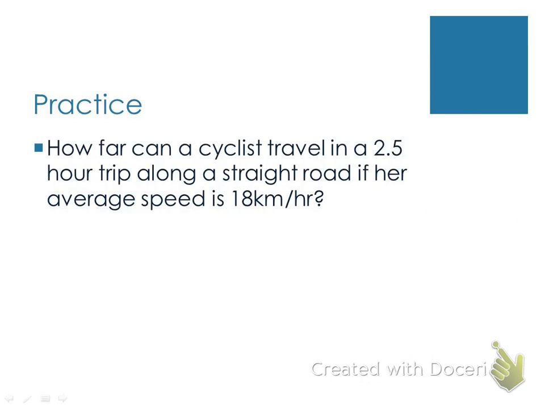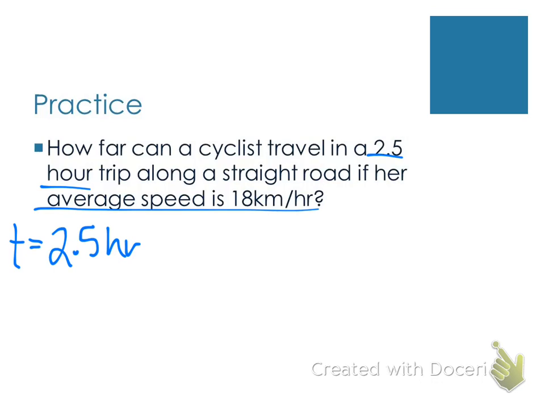How far can a cyclist travel in a 2.5-hour trip along a straight road if her average speed is 18 kilometers per hour? Okay, so now let's start picking out what we have. Whenever I solve problems, I like to take what I have in the problem, 2.5 hours, so I'd say t equals 2.5 hours, and I make a list in the margins. Average speed is 18 kilometers per hour. That's still going to be kind of our velocity. We just don't have to include direction. So you don't have to write an S for speed. You can still write V for velocity.